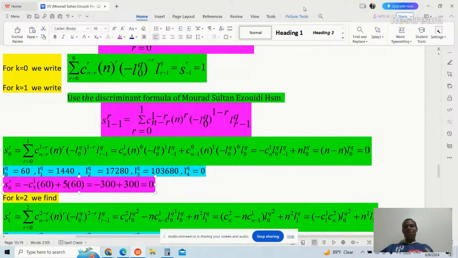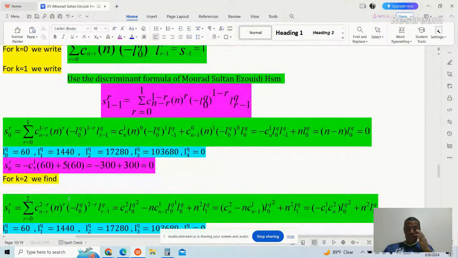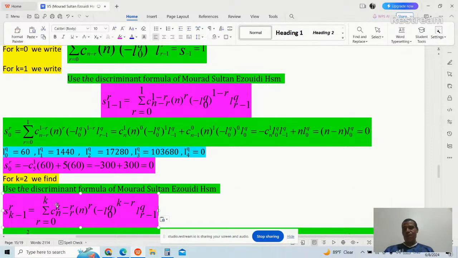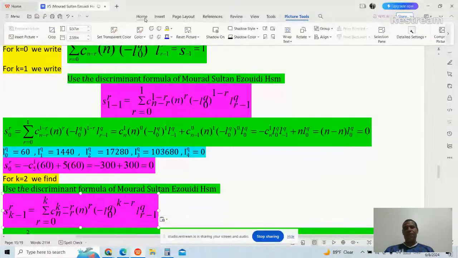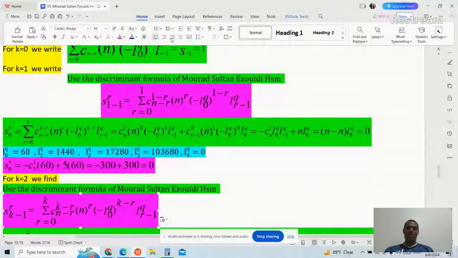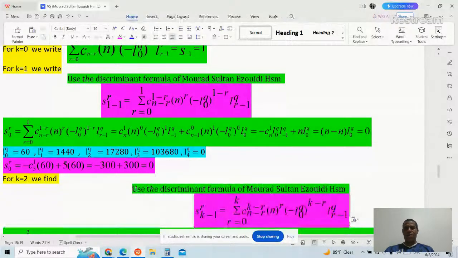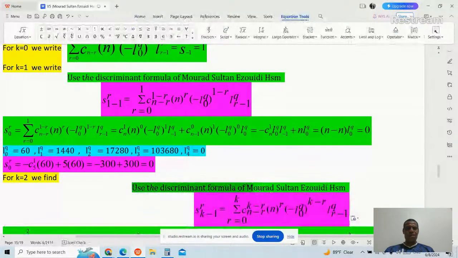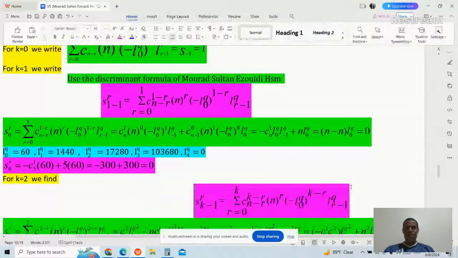Now, learners, I'm looking to find the value of S_1. To find the value of S_1, you should put k equals 0. I'll just put this here at the end. Now, I want to erase this, Mr. Mourad.